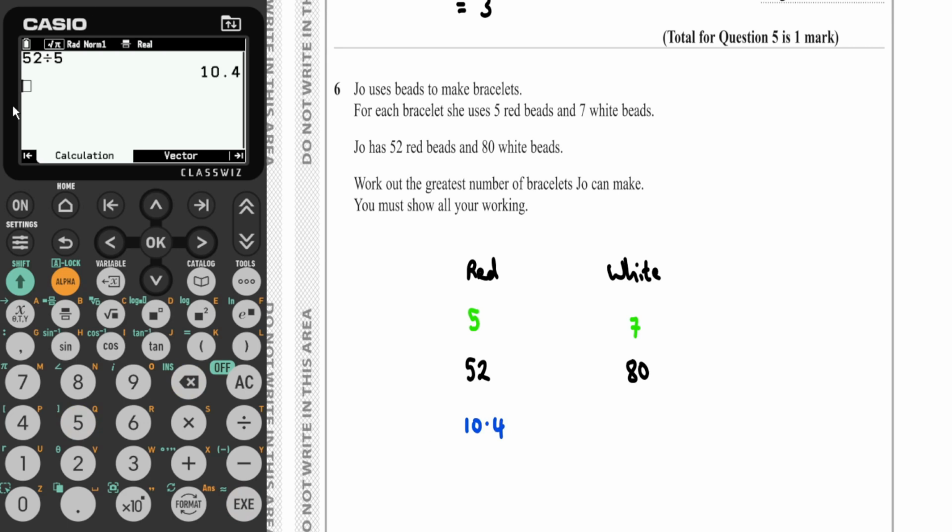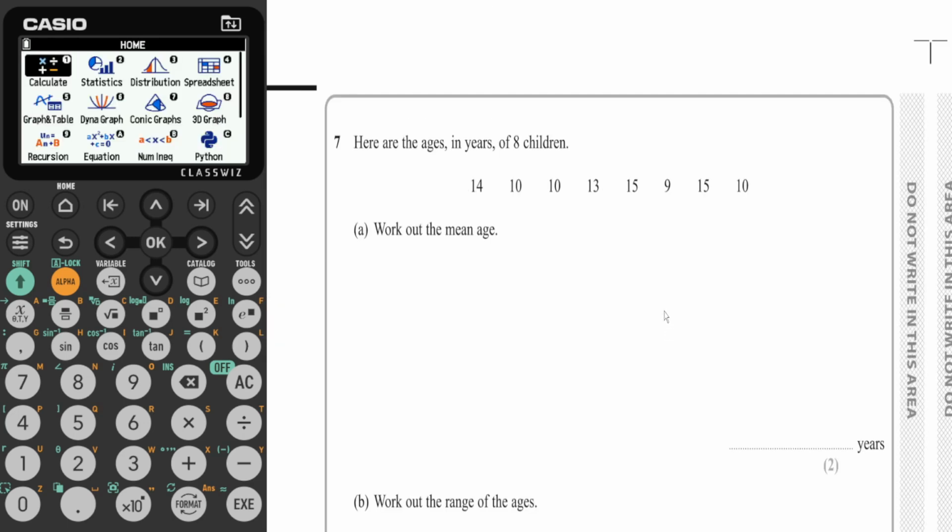And if I do 80 divided by 7, that's 11.42, etc. So we're limited by this 10.4, which means that the greatest number will equal 10.